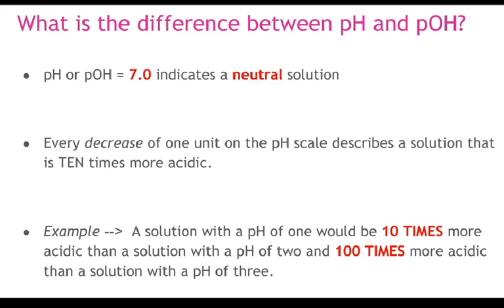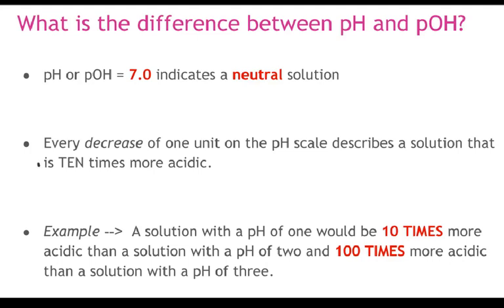So 7 would indicate a neutral solution. Things that have a pH of less than 7 are acids and greater than 7 are bases. Again, the lower that number, the more acidic something will be, and the higher that number, the more basic something will be. When you look at pOH, it's the opposite. The lower that number, the more basic it will be, and a higher pOH would indicate something's very acidic.